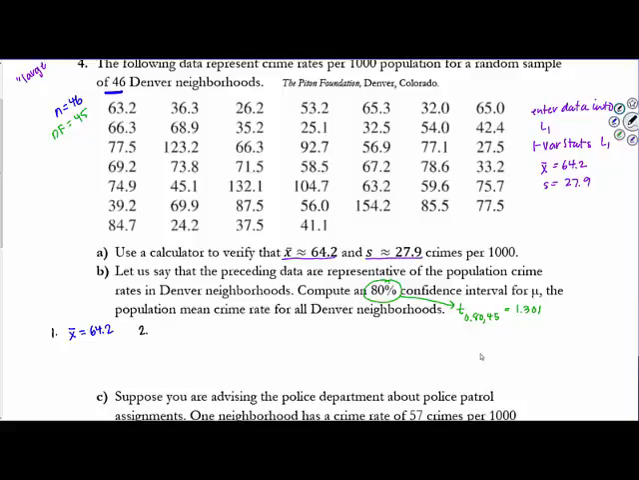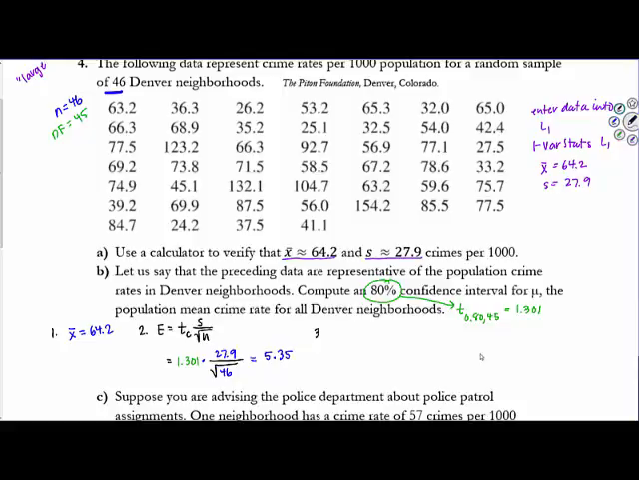The second thing we need is the margin of error. Because the sigma is unknown and the sample is large enough, we can use the t distribution: critical value of t times sample standard deviation divided by the square root of the sample size. Put in the information we have there, the critical value of t, 1.301. Standard deviation is 27.9, and we'll divide that by the square root of the sample size, which is 46. Kick that into your calculator, you get a margin of error of 5.35.